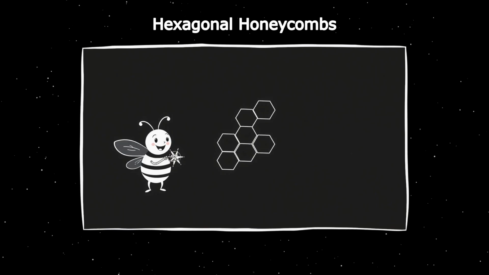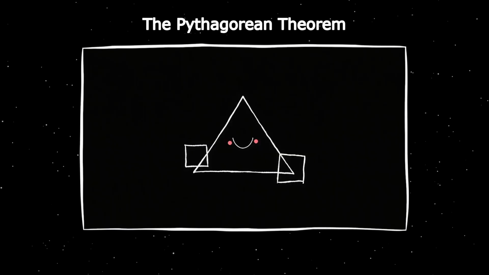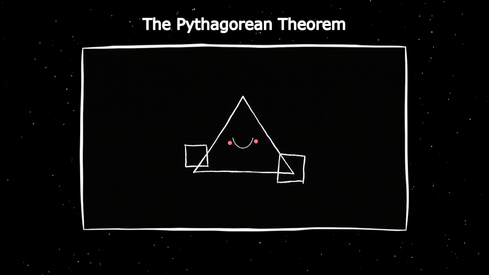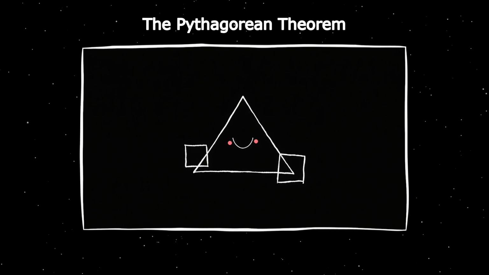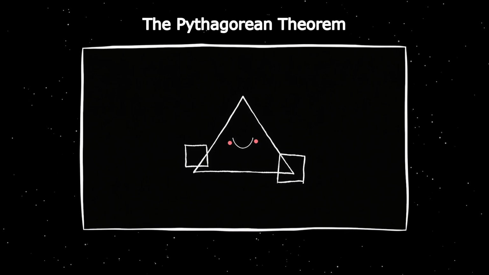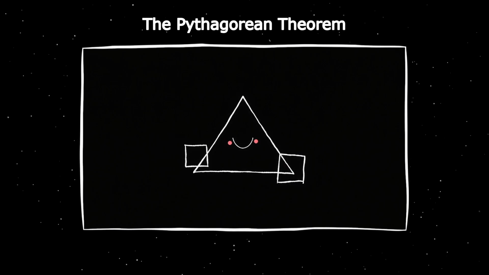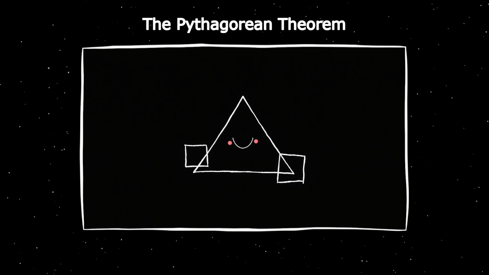world around us. The Pythagorean Theorem is a fundamental principle in mathematics, particularly in the field of geometry. Often associated with the ancient Greek mathematician Pythagoras, this theorem provides a relationship between the sides of a right triangle, which is a triangle that has one angle measuring exactly 90 degrees.